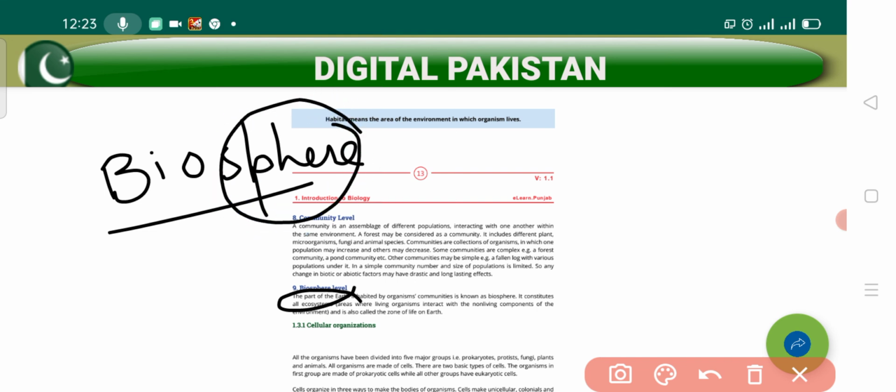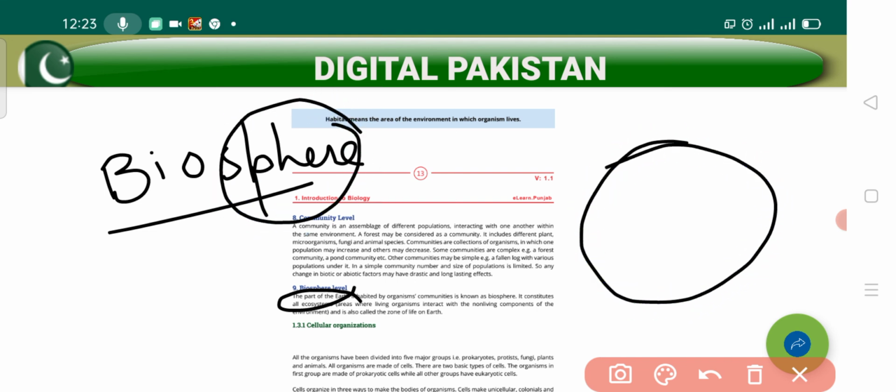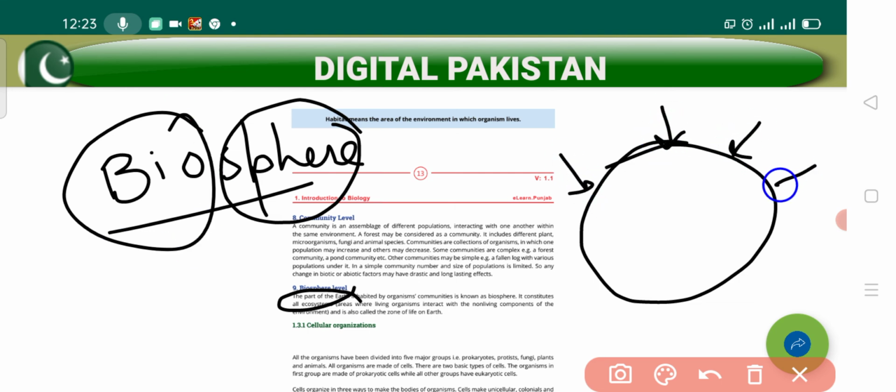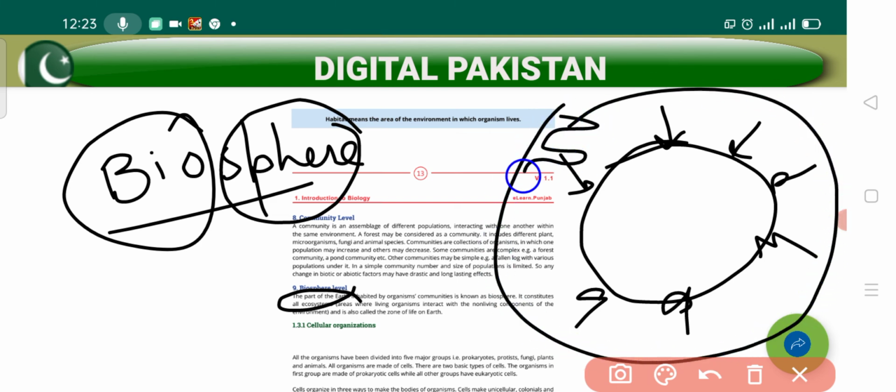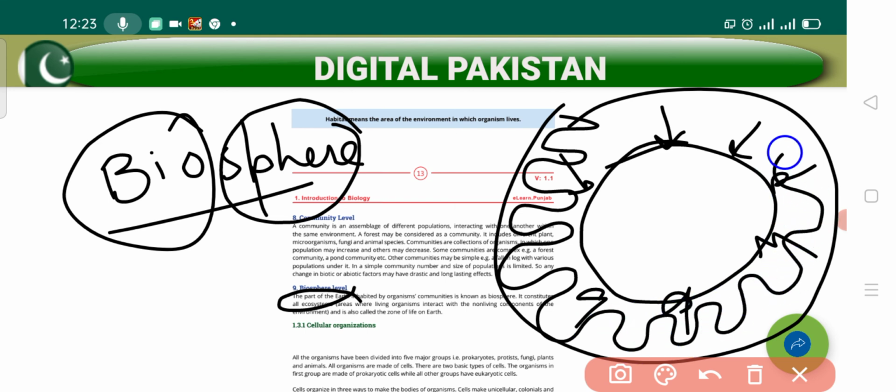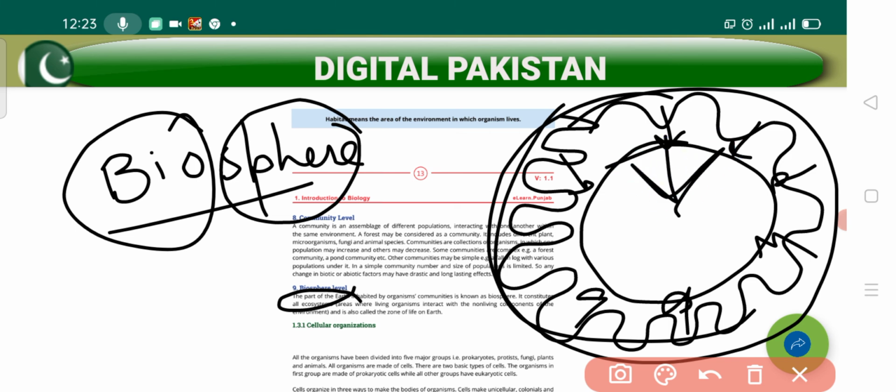Biosphere: sphere is the earth, because earth is spherical, and the life on the earth is known as the biosphere. And the interaction of the atmosphere, like air, oxygen, carbon dioxide, nitrogen, many gases are there. So the interaction of all these things with each other is known as the biosphere.